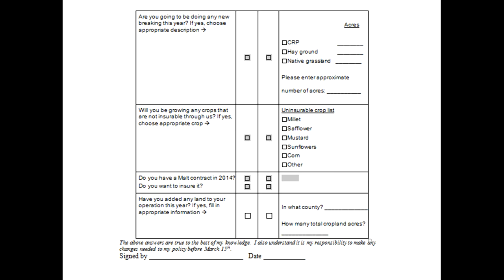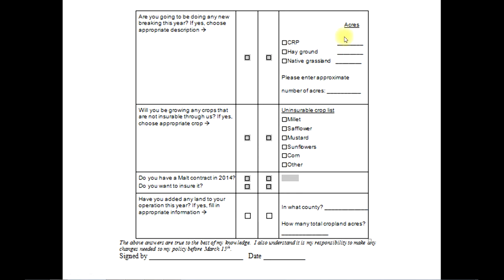On the back side of this sheet, there are some really important things to review before this deadline as well. Are you going to be doing any new breaking this year? New breaking would be anything that hadn't been farmed before, which would be, like we talked about, native grassland, hay ground that's been in dryland hay for more than 2 years that you're now breaking out and are going to farm, and then CRP.